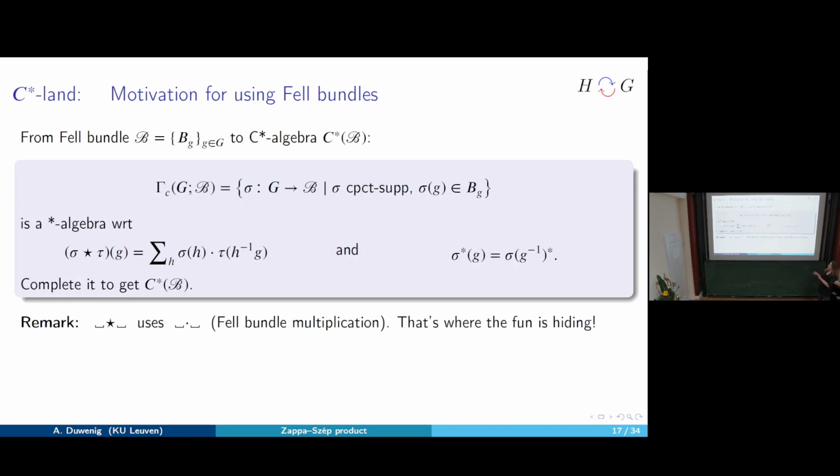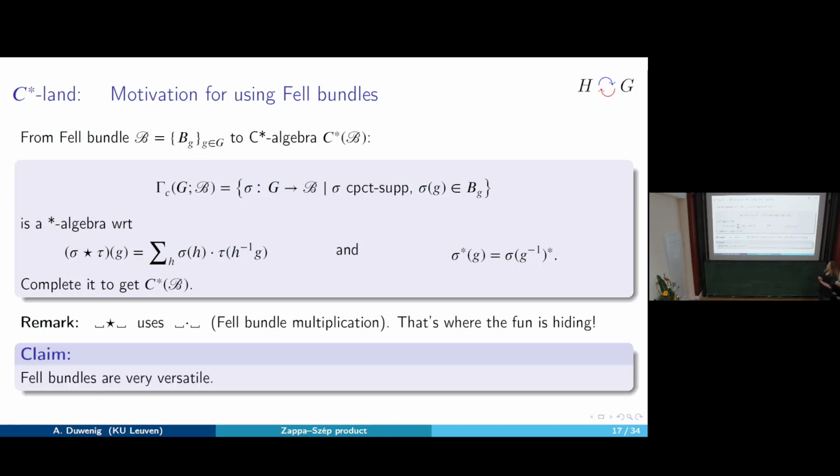So while this formula might look simplistic and might look like it's just the one from group C-star algebras, there's actually a lot of stuff that you can hide in here. We'll see that on the next slide too. That's what I'm going to tell you: Fell bundles are really versatile. So even if you don't care about anything else in my talk, please care about the next slide.